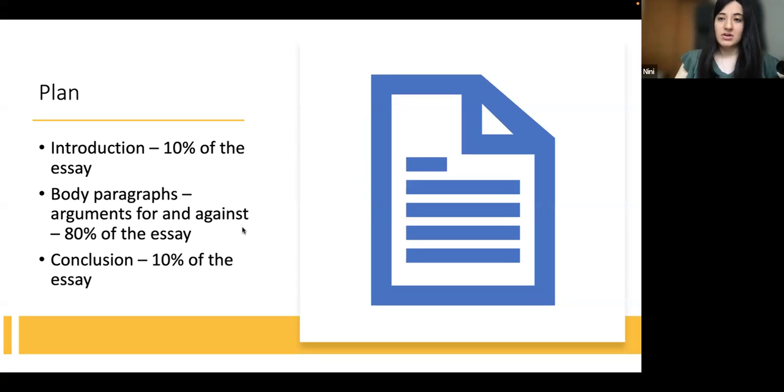The body paragraphs are where you elaborate the details and where you provide arguments for and against. It should be 80% of the essay in total. And finally, the essay should have the conclusion. The conclusion should be about 10% of the essay in total.